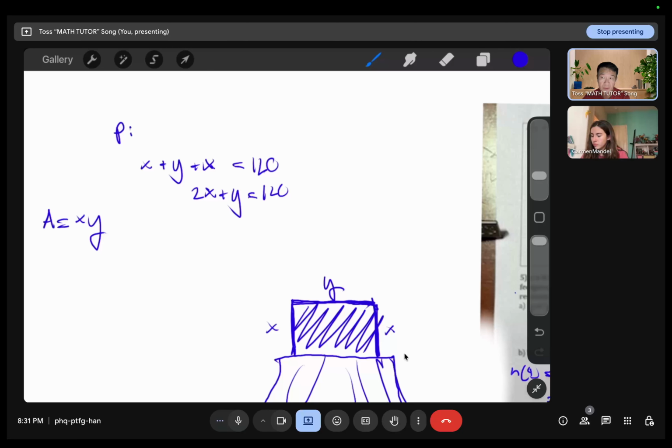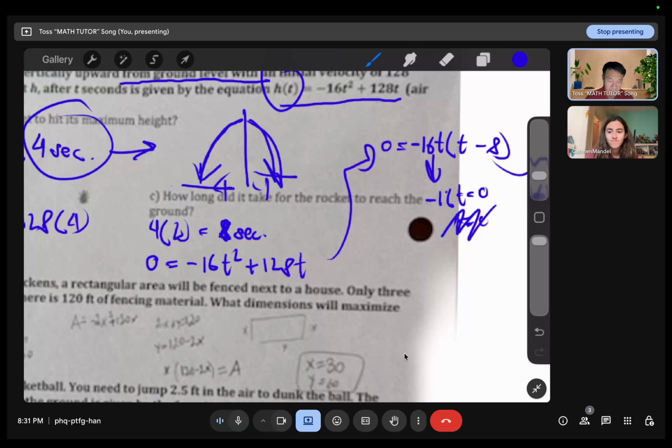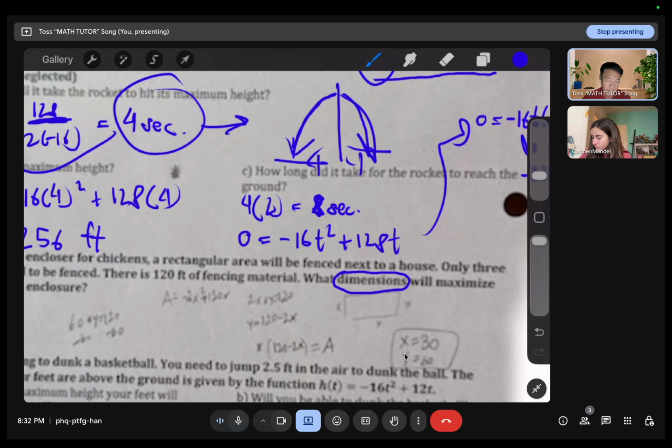Your final equation is going to be about the area, but you're not solving for the area. You're solving for the x and y, because look, it says right here. How do you know what you're solving for? You have to look carefully. You should use grammar: dimensions. Yes, you have to look for the grammar part here. So the dimension is what you're looking for.